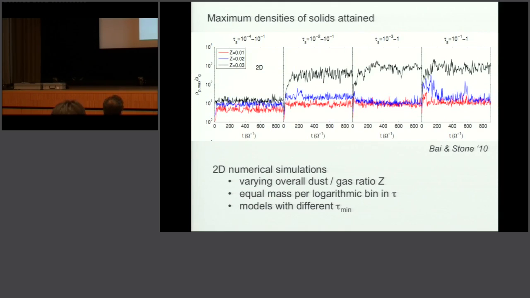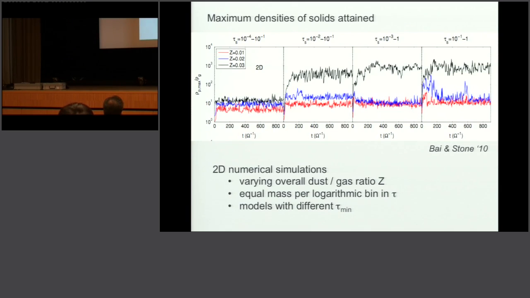Well, here are some simulations by Juning Bai and Jim Stone. These are two-dimensional numerical simulations, varying the overall gas-to-dust ratio, here considering equal mass in logarithmic bins of stopping time. And these are models where the smallest particle size is varied. So what's shown here is time and concentration of particles relative to the initial density.